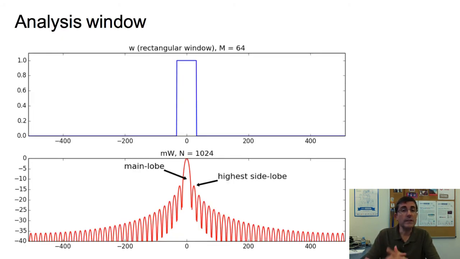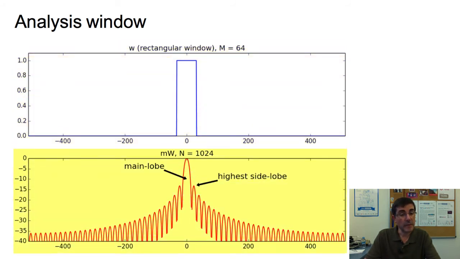So an analysis window is generally a real function and is symmetric around the origin. And this is the simplest window, the rectangular window. Its time domain is nothing too particular, but its magnitude spectrum is much more interesting. In the time domain, it just has a value of 1 for the duration of the window, in this case 64.